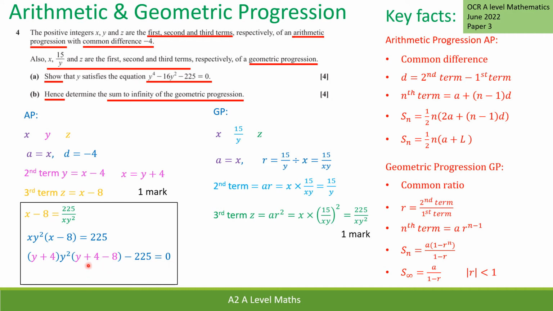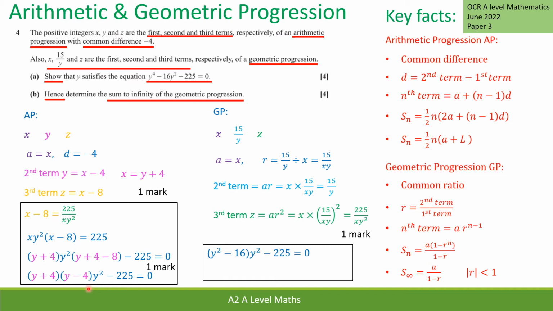From here, I'm just going to tidy up this term here. So I've got a y plus 4, take away 8, which is going to be take away 4. And I'm just going to put these two brackets at the front next to each other. I've now got to expand these brackets. So y times by y is y squared. Y times by negative 4 is minus 4y. 4 times by y is plus 4y. And 4 times by minus 4 or negative 4 is negative 16. So I've got a y squared minus 16, all times by y squared minus 225.